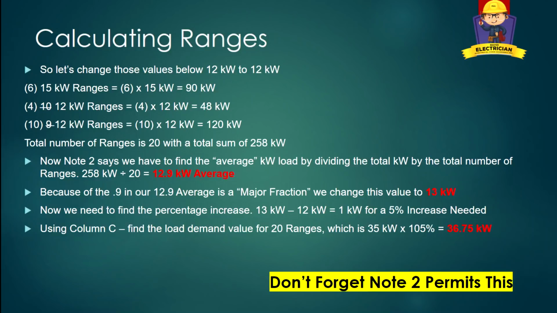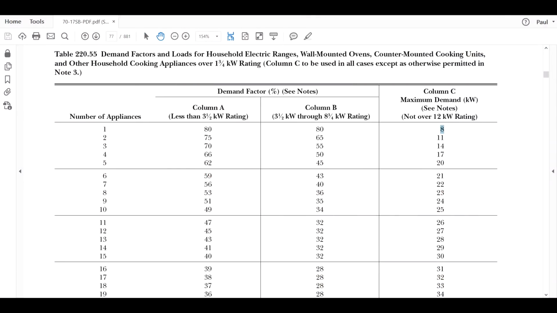All right. So in our case, we're going to use column C because we're not in Note 3. And remember what it said at the beginning of the table, we're going to have to use column C for this. Now, the first thing I'm going to do is find the number for 20 ranges. And I need to get that maximum demand value. And then, since in our case the difference between 12 and 13 is only 1 kW, we only have to add an additional 5%. So we need to go to the code and get that maximum demand value.